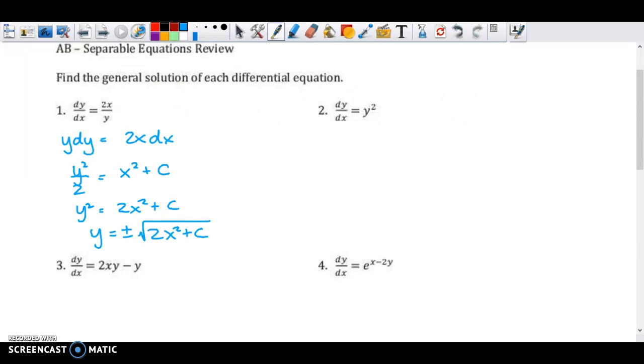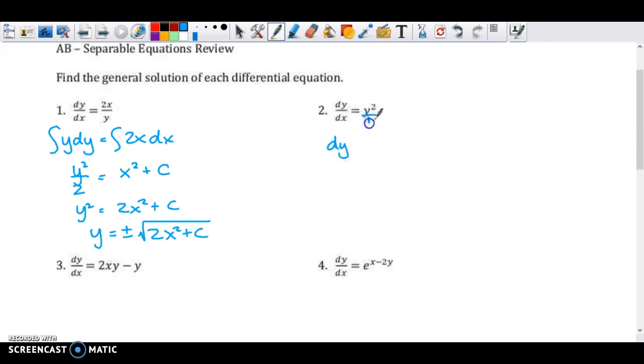Okay, so hopefully you got through number 1 with no issues. It's a lot like the other ones we've been doing. So I'm cross multiplying, taking the integral on both sides. Once I integrate, I'm just doing some algebra. I'm multiplying 2 on both sides, and I don't have an initial condition, so I'm keeping the plus or minus and taking the square root. Let's look at something that's a little different, like number 2, where it's just equal to y squared. We're going to do the same thing where we're cross-multiplying.